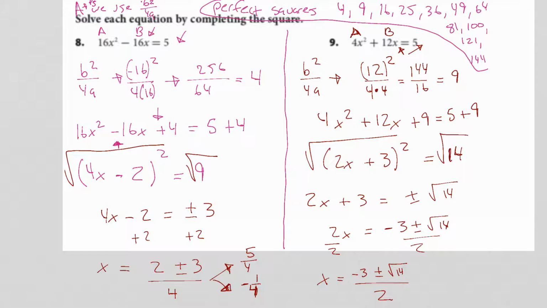And this would technically be the full answer, but keep in mind, right, this is representing two different answers. One answer is negative 3 plus the square root of 14 divided by 2, and the other represents negative 3 minus the square root of 14 divided by 2.